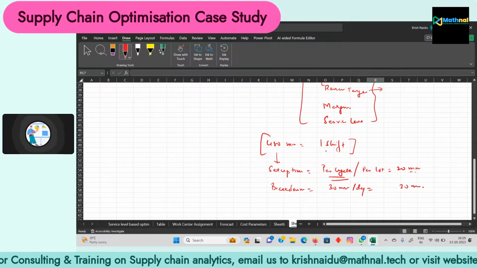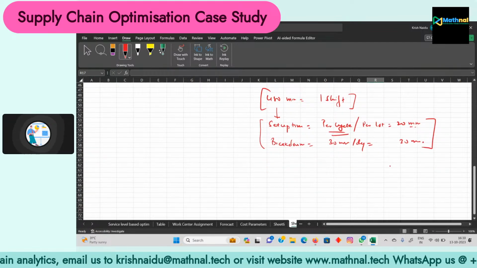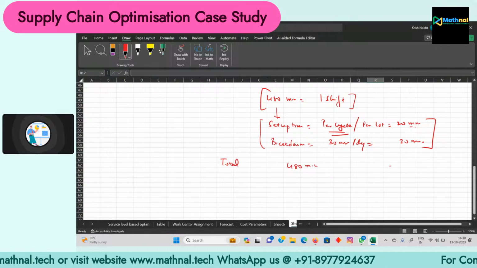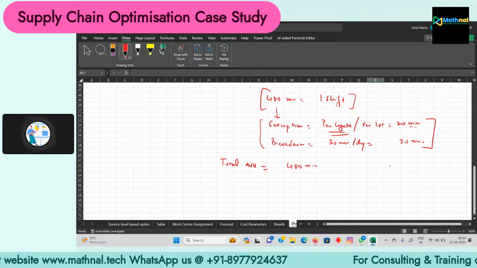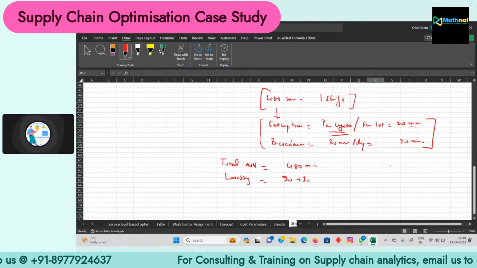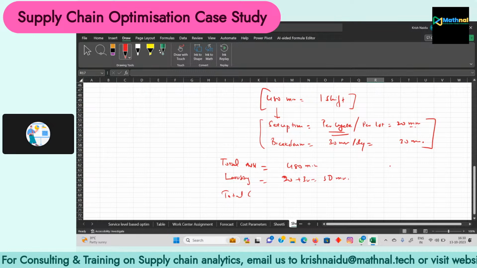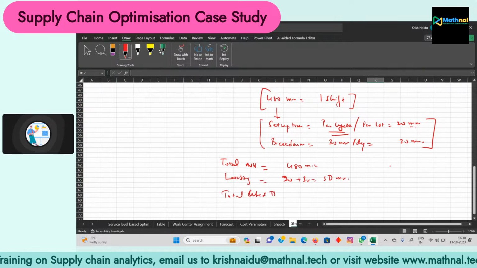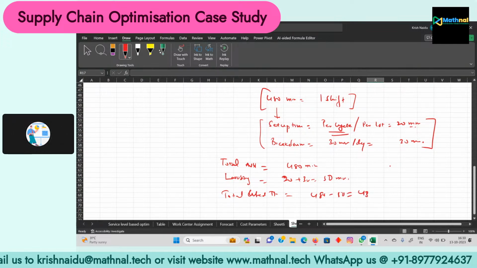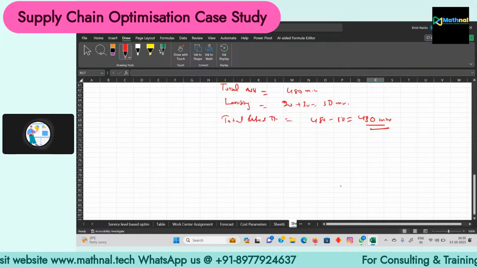On average. So what is happening here is that you're losing certain time out of the 480 minutes total available. We are losing 20 plus 30 equals 50 minutes. So the total use time is 480 minus 50, that is 430 minutes. So 430 minutes is what we are going to use.